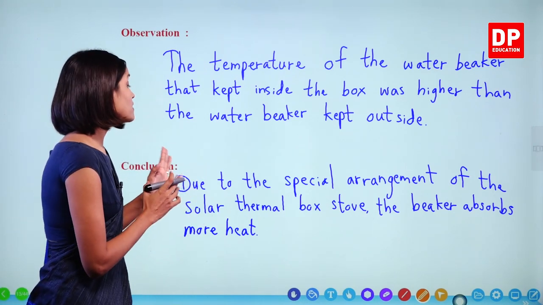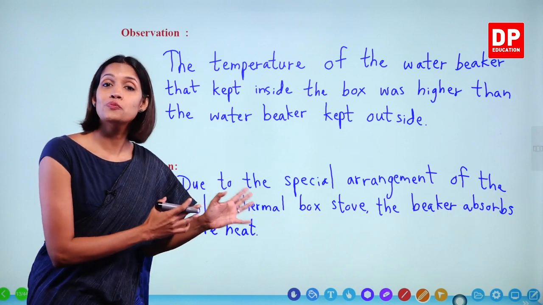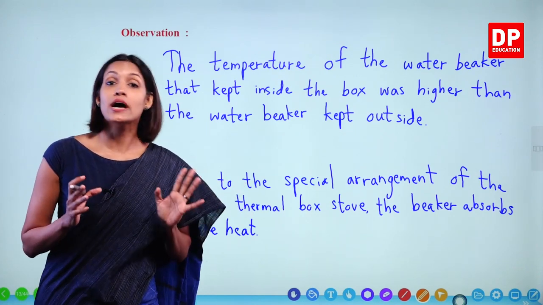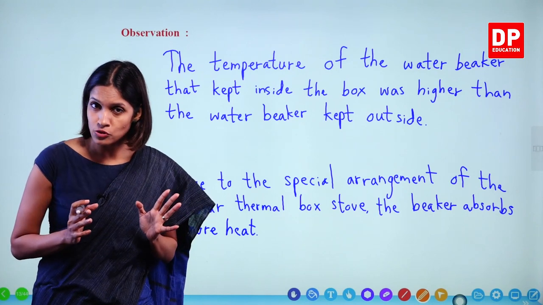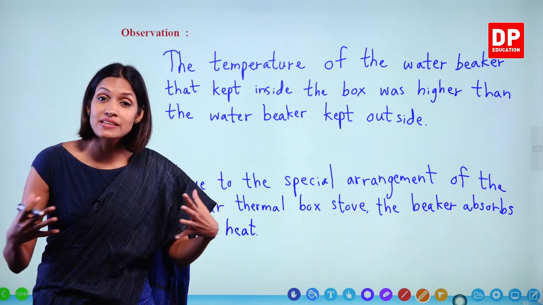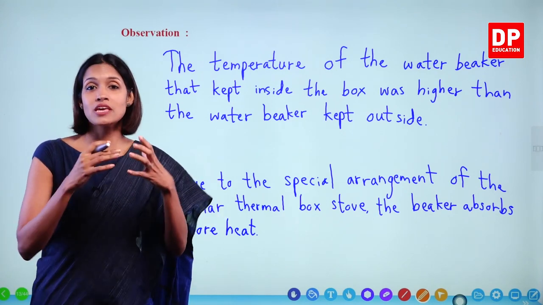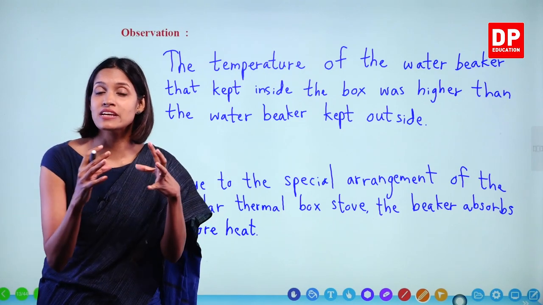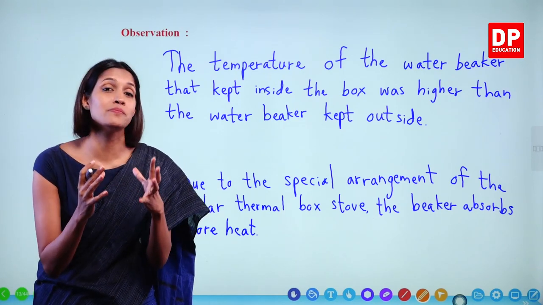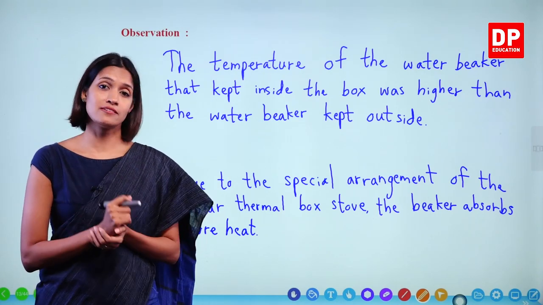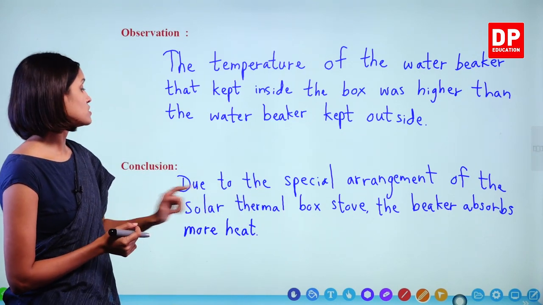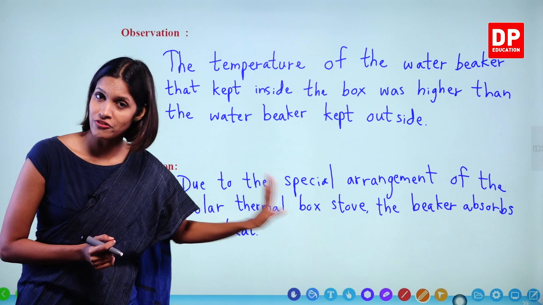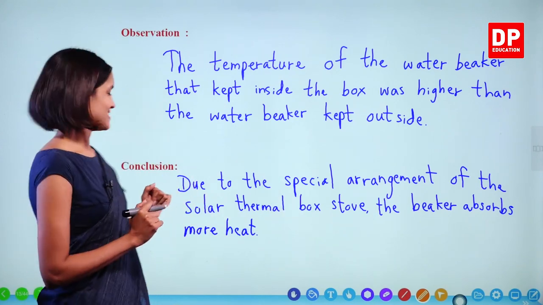So this solar thermal box stove, at this moment, acts as a solar thermal cooker. I explained to you. So when we use the solar thermal cooker, it can reflect the sunlight and it comes to the same point. All the reflected light rays come to the same point, and then at that place, the temperature is higher. Okay, children, the same process takes place when we use the solar thermal box stove as well. Understand, children? Right.